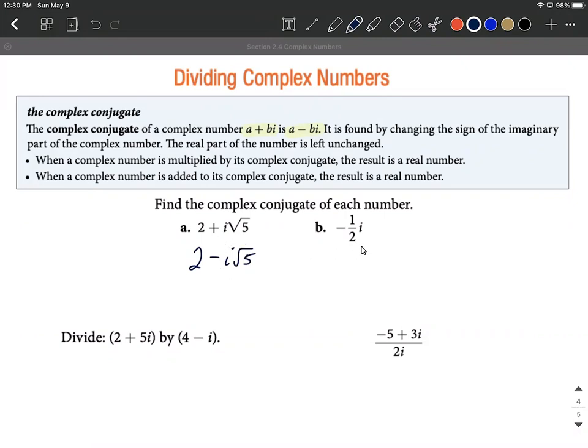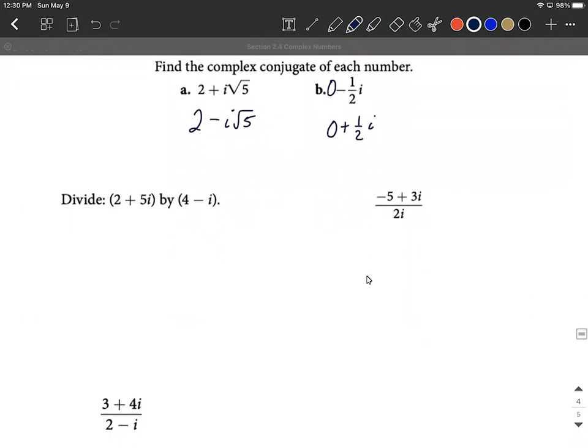Now this one's a little bit more difficult with a negative 1/2 i, but you can visualize the real part here to be a 0. So you could say 0 plus 1/2 i would be its complex conjugate, or you could drop the 0 in front and it would just be 1/2 i. Let's get into a couple examples here.